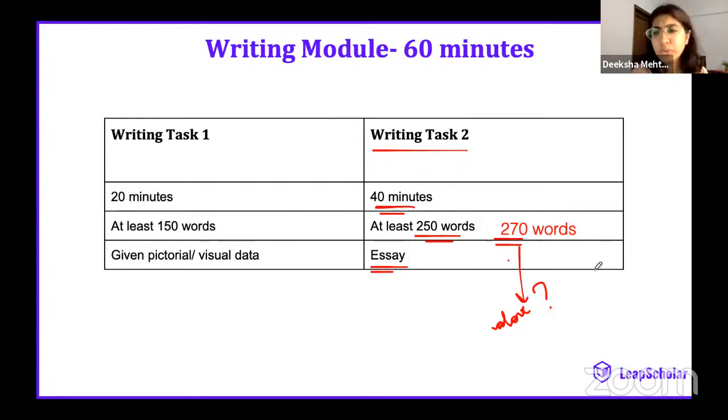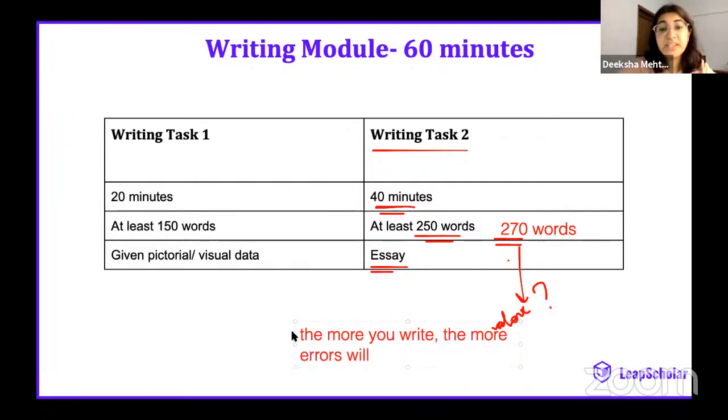No, Daljeet, that is not true. See, if your grammar is not good and you're writing more, what happens? The more you write, the more chances of you making mistakes there are. The more you write, the more errors there will be. So please remember this, keep this in your mind. Only if your grammar is good and your vocabulary is good, go ahead and exceed the limit. Otherwise, let's stick to around 270, maximum 280, right?